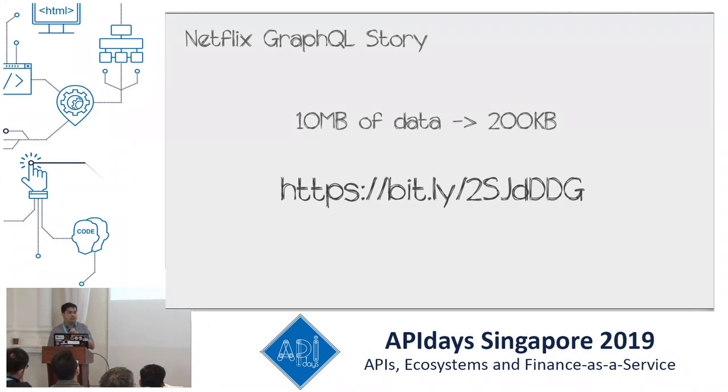So actually, Netflix published a case study of how they drove the cost of rendering the main page of Netflix in the web app from 10 MB to 200 KB using an API gateway and GraphQL. So there's a link out there. You can read it after the presentation.